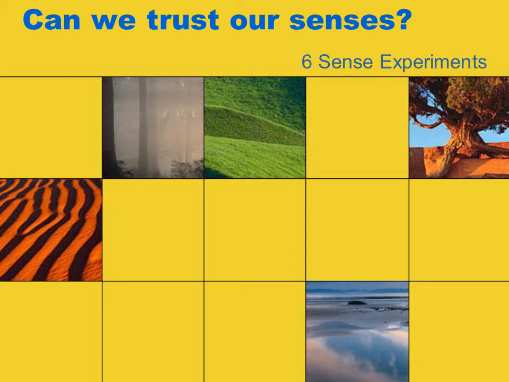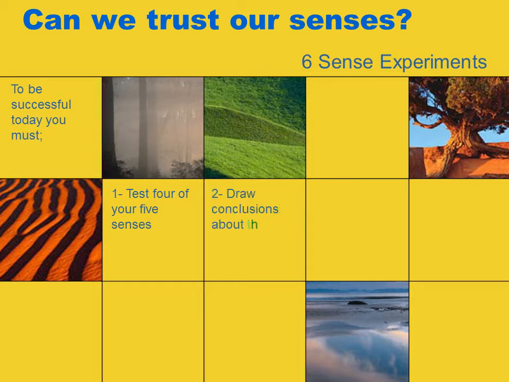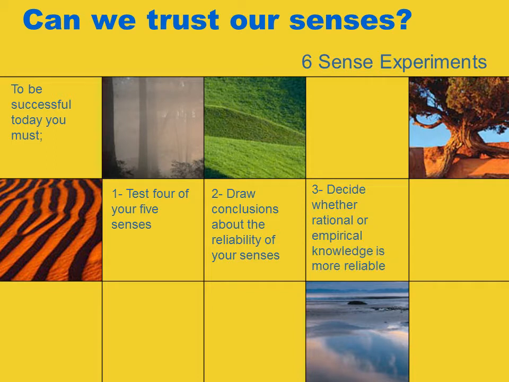Let's just recap what you've done in the last couple of lessons in class. If you remember, you did a series of sense experiments and you were aiming to test the reliability of the information that your senses gave you. At the end of this, you as a class drew conclusions about the reliability of your senses, and we did that so that you could each make a judgment as to which type of knowledge you believed was most reliable. Remember, rational knowledge is knowledge that's gained through logical thinking, whereas empirical knowledge relies mainly on our senses.